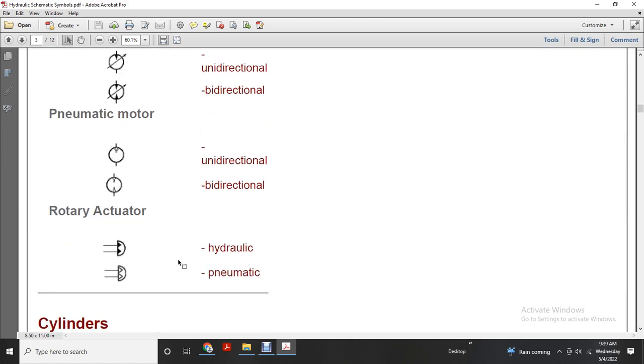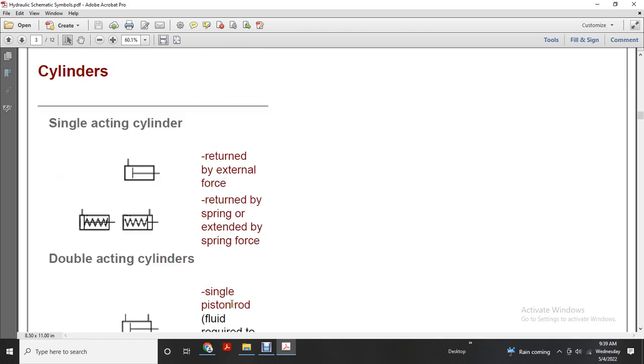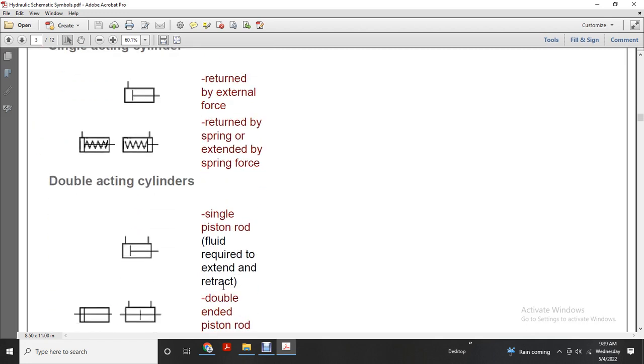A semicircle with two hollow arrows with lines is hydraulic or pneumatic, two shaded is hydraulic. Cylinder, single action: shows the return by external force or return spring, and it is extended by fluid. Double acting cylinder, single piston rod: fluid is required to extend and retract.